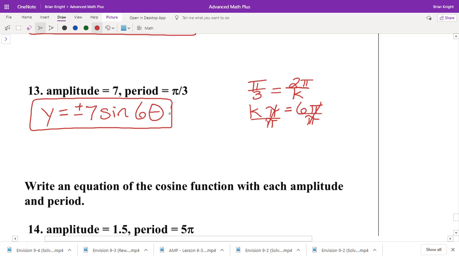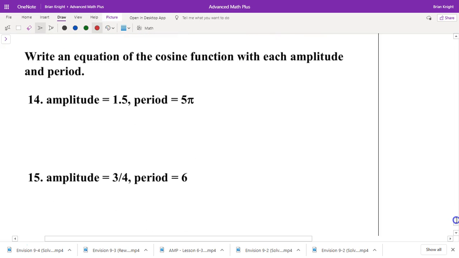We got 2 more, exactly the same thing. The only difference is instead of writing sine, you're going to write cosine. Why'd you put plus or minus in front of it? Because it telling you the amplitude is 10, or in this case 7, doesn't mean it has to be positive. In the equation, it can be either or. Right. And you don't know, so you need to put both.